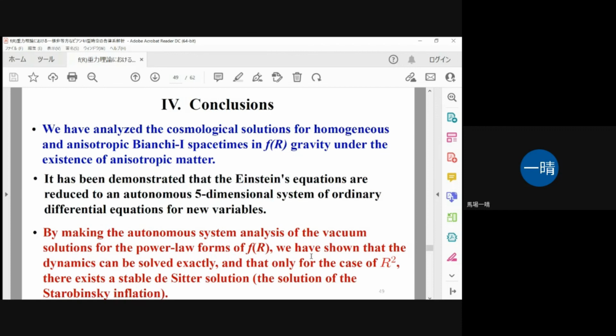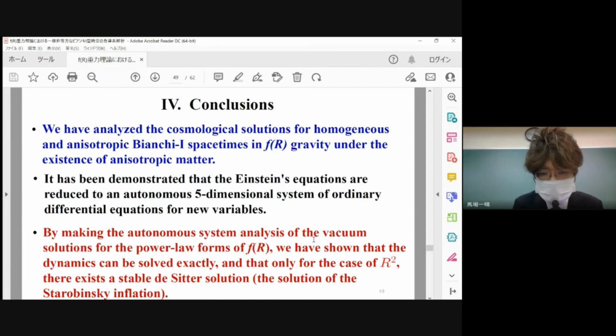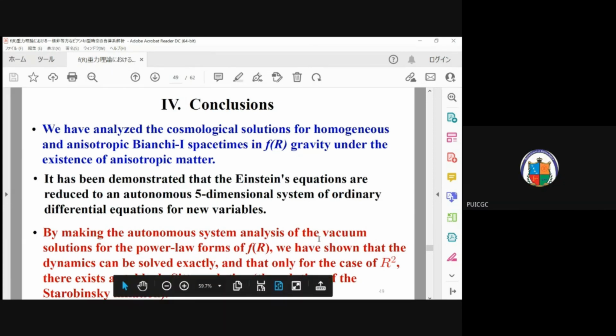The point of our new work is to present the systematic way of R squared inflation, R squared gravity, which is consistent with the past related works. Okay, let me summarize the second part of this presentation. Thank you very much.